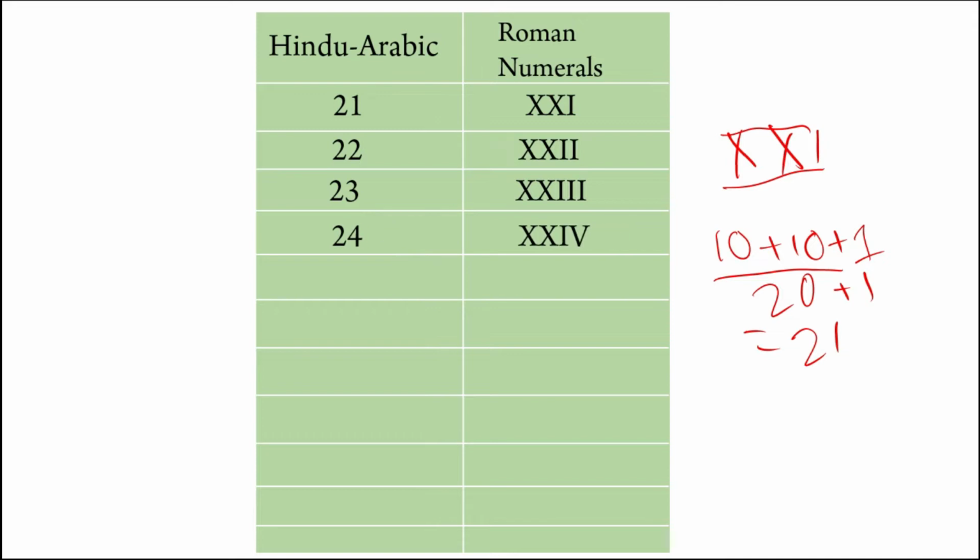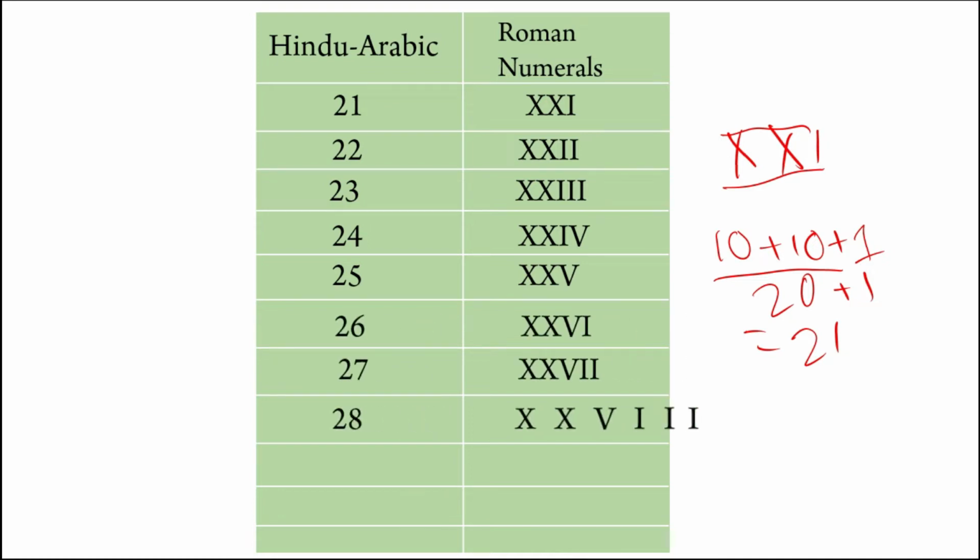24 is XXIV. 25 is XXV. 26 is XXVI. 27 is XXVII. 28 is XXVIII. 29 is XXIX. 30 is XXX. Now let's move on to exercise 2.1.